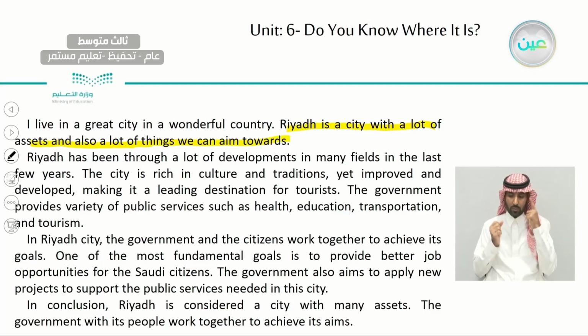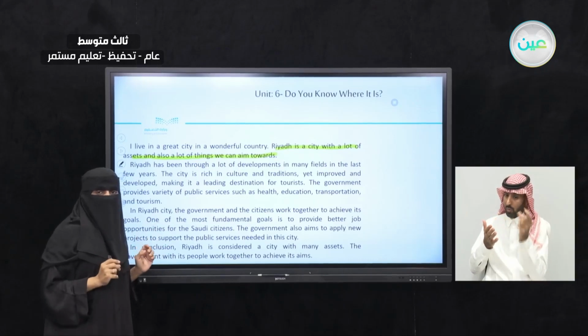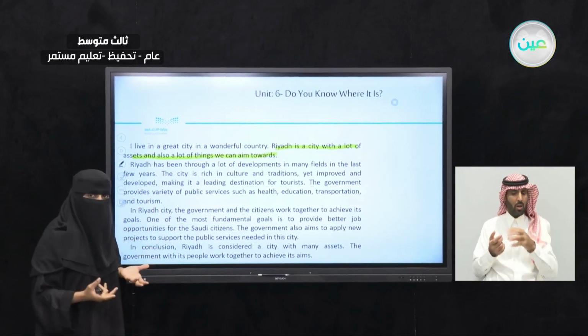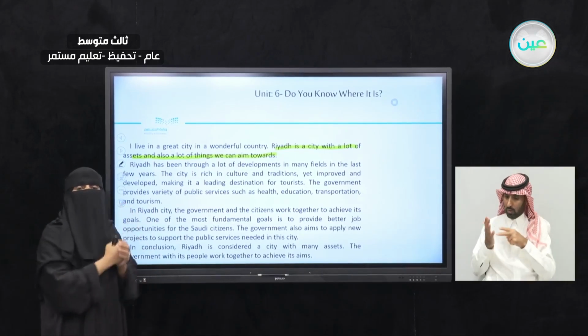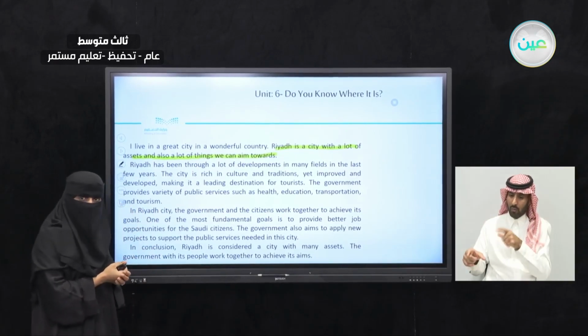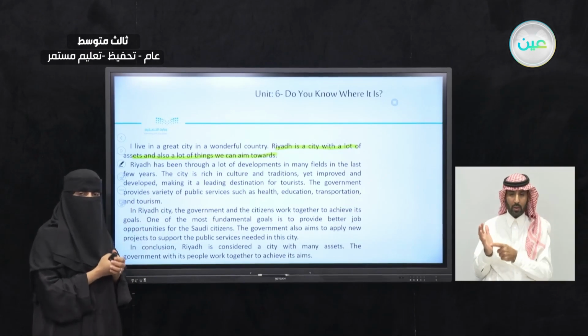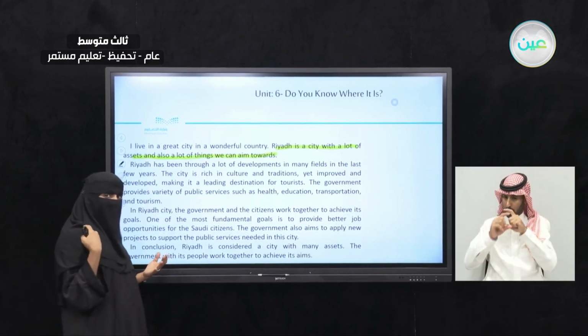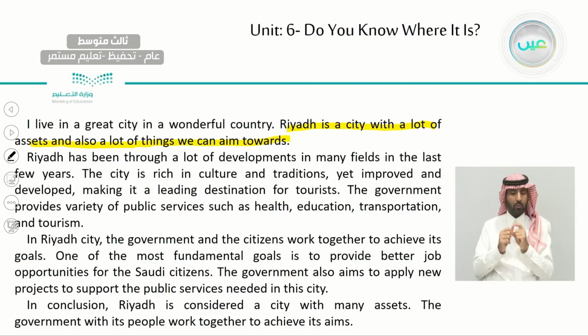Then I have 2 paragraphs. Every paragraph I divide into 2 parts, and each one of them talks about something. How do we know? I write a topic sentence for every paragraph. Do you remember when we talked about topic sentences before? Okay, let's continue reading here.